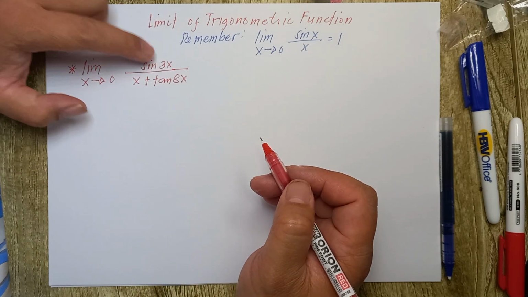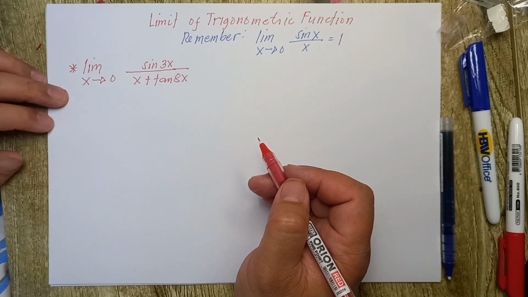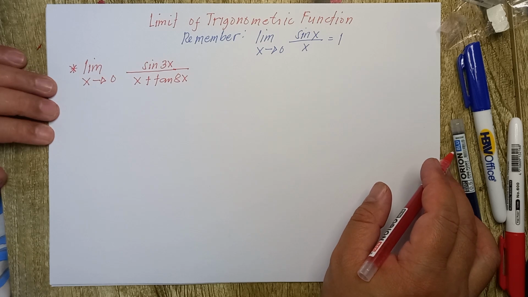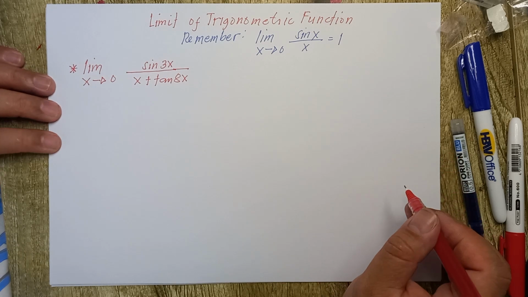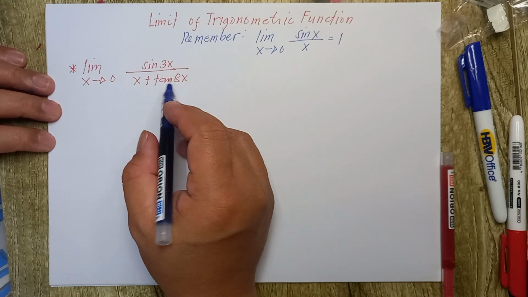Okay, so we have in here a problem. The limit of sine 3x over x plus tangent 8x as x is approaching 0. Definitely when we are going to have the direct substitution in here, it will give you an indeterminate result. Now, how are we going to solve for the problem? To solve for the problem, we have to simplify our tangent 8x in terms of sine and cosine.